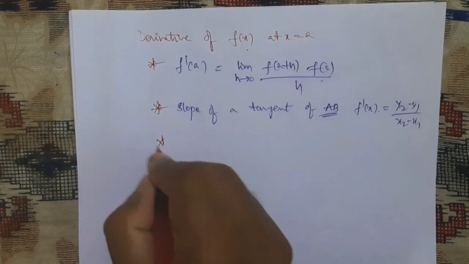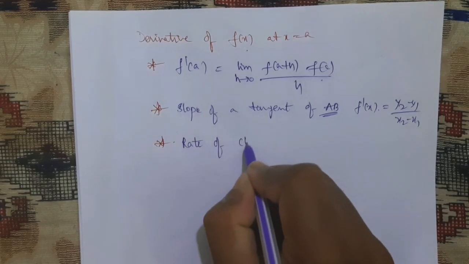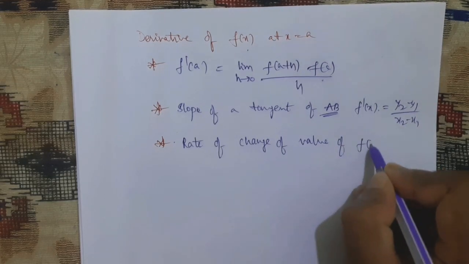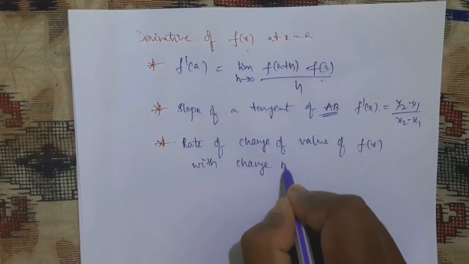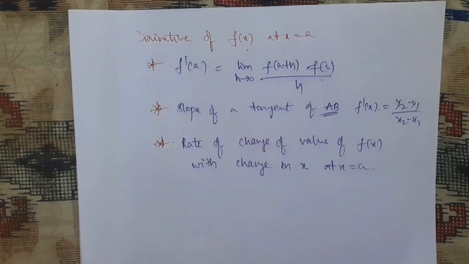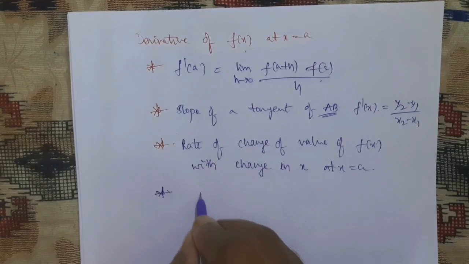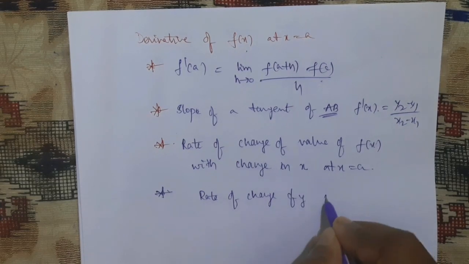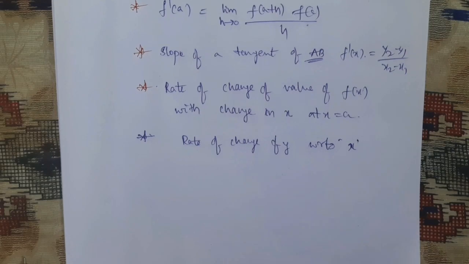Another point is the rate of change of value of f of x with change in x at x equal to a. This is also a definition of a derivative of f of x at x equal to a. Or once again we can write it as the rate of change of y with respect to x, like this also we can represent, at x equal to a.